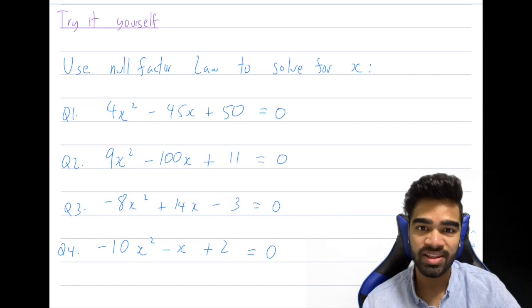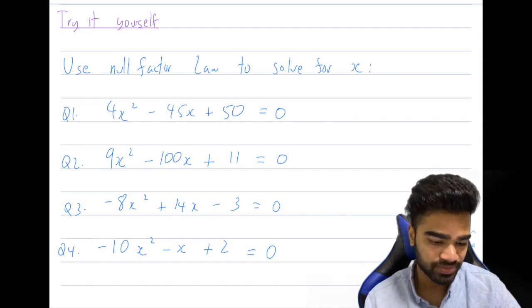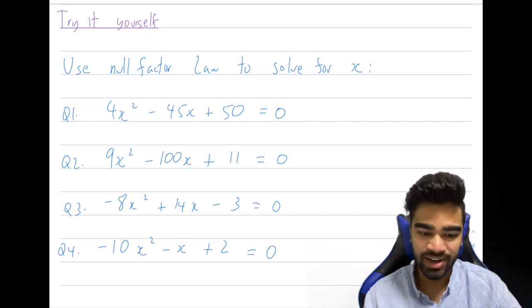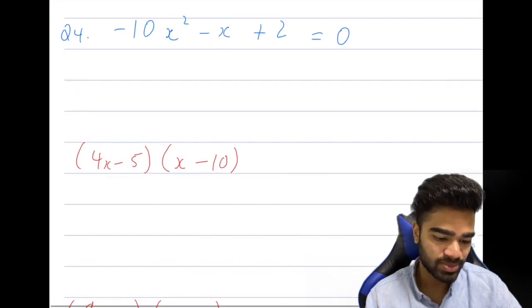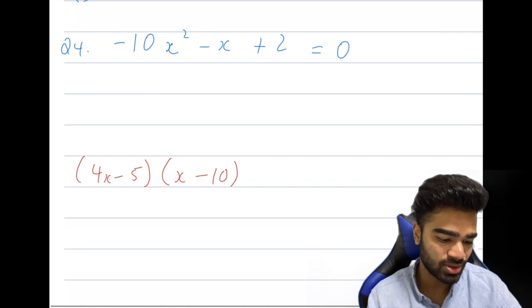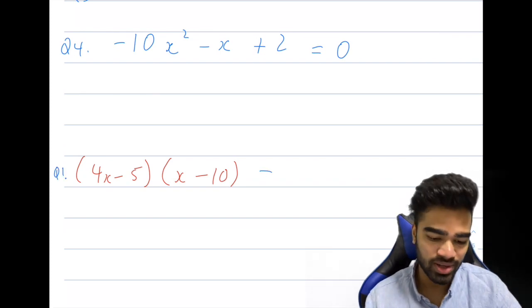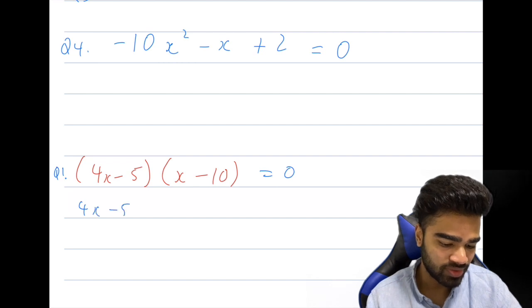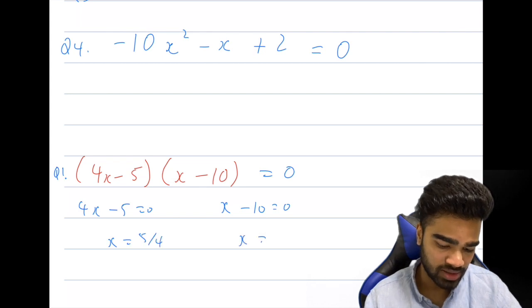We did this in the null factor law lesson. So what do you have to do? You have to take this, factorize it, and hang on, we already factorized it. The answer was 4x minus 5 and x minus 10. We already factorized question 1, and all it's doing is making this equal to 0. So then use the null factor law: 4x minus 5 equals 0, and x minus 10 equals 0. So x is equal to 5 on 4, and x is equal to 10.